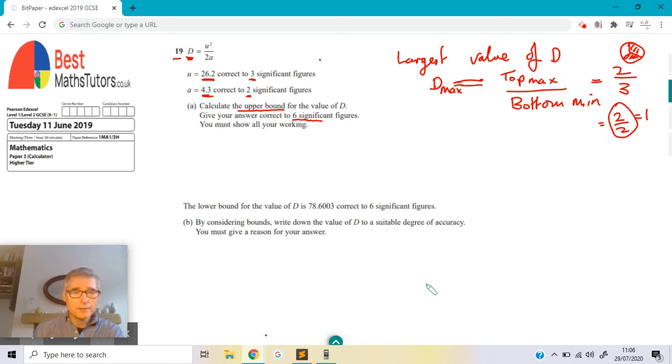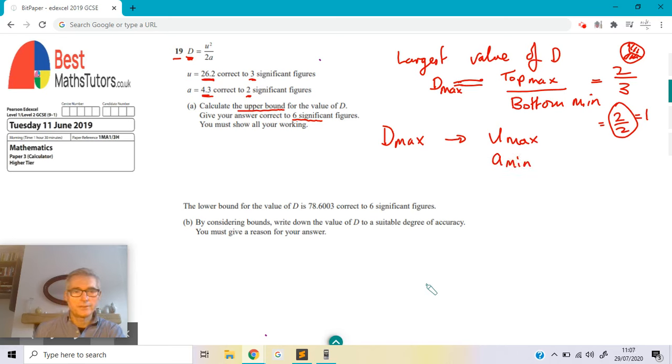So in this case, we need to find D max, or the upper boundary of D. We need U to be the maximum, because U is on the top line. We need U to be its maximum value, its upper boundary, and we need A to be the minimum that it could be. So let's have a look at this.